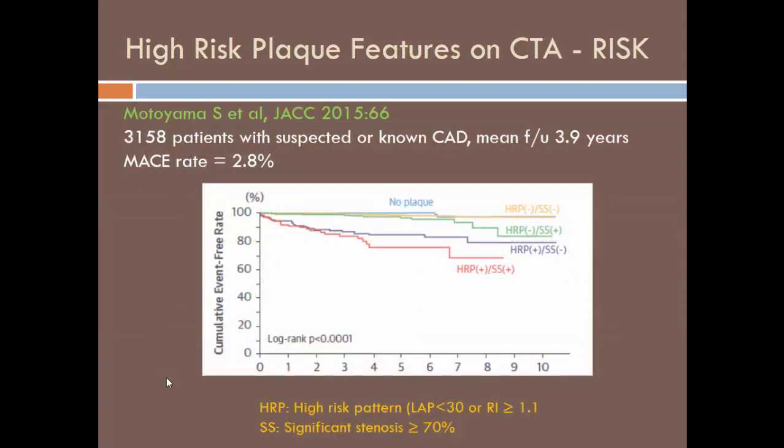So this is another study from Japan, 3,000 patients followed up for 4 years. And here you can see the presence of high-risk features in the plaques, irrespective of degree of stenosis, was predictive of outcome. Okay.